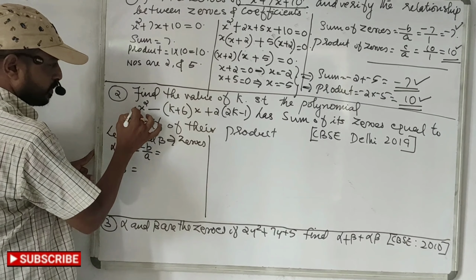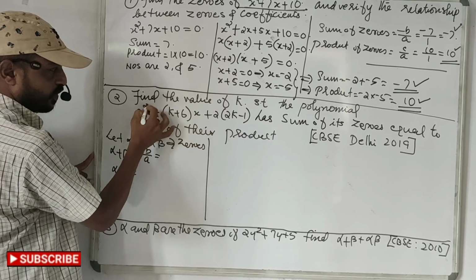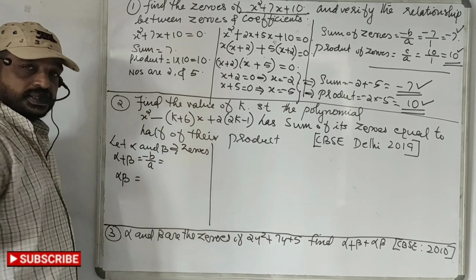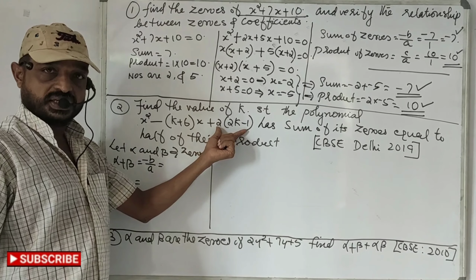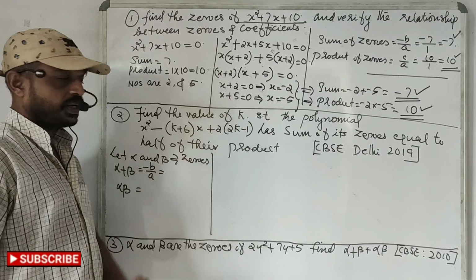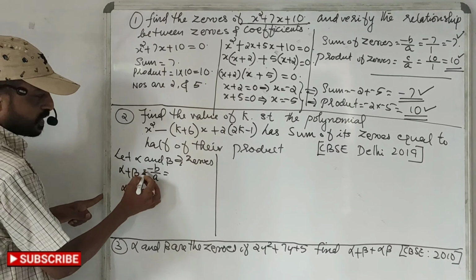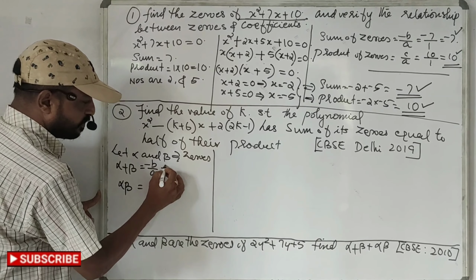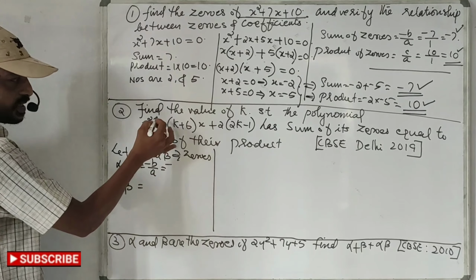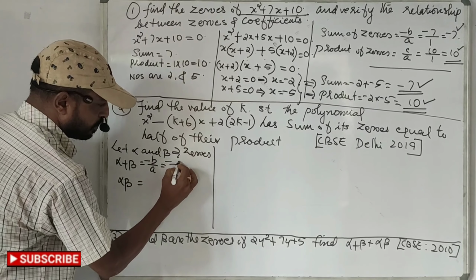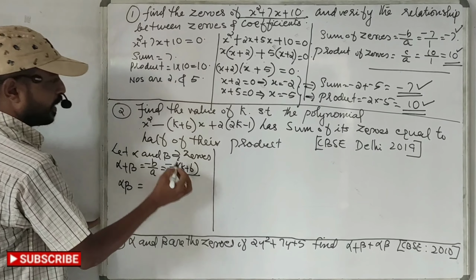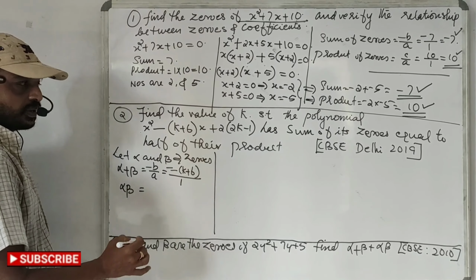So here a is equal to 1. And b is the coefficient of x, which is minus of k plus 6. And c is the constant term, a term independent of x, which is 2 into 2k minus 1. So alpha plus beta is equal to minus b by a, which is minus. We are putting this negative sign as it is. Minus, what is b? Minus of k plus 6, by what is a? A is the coefficient of x square.